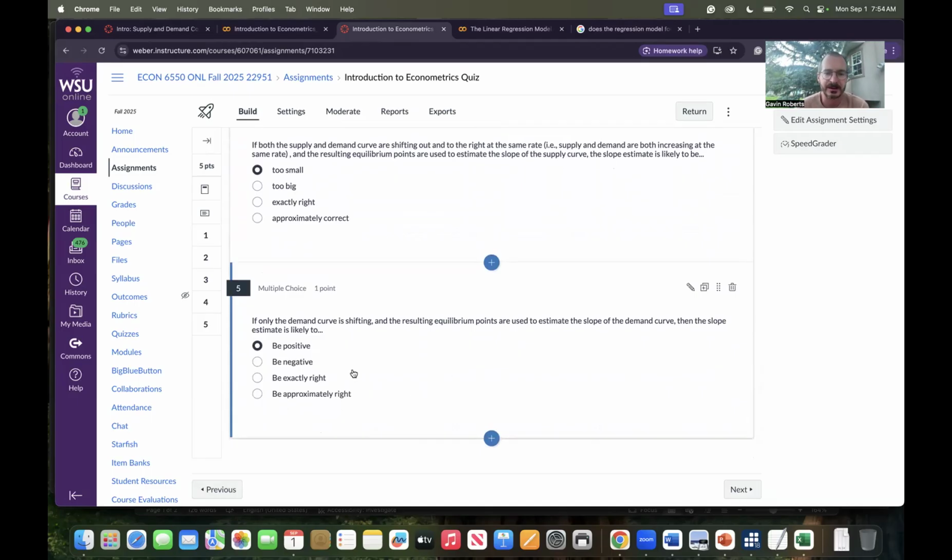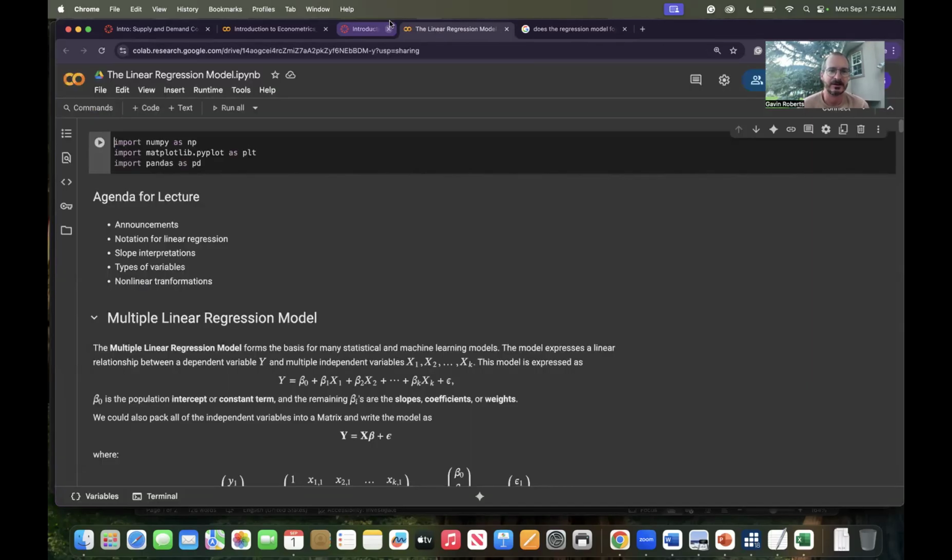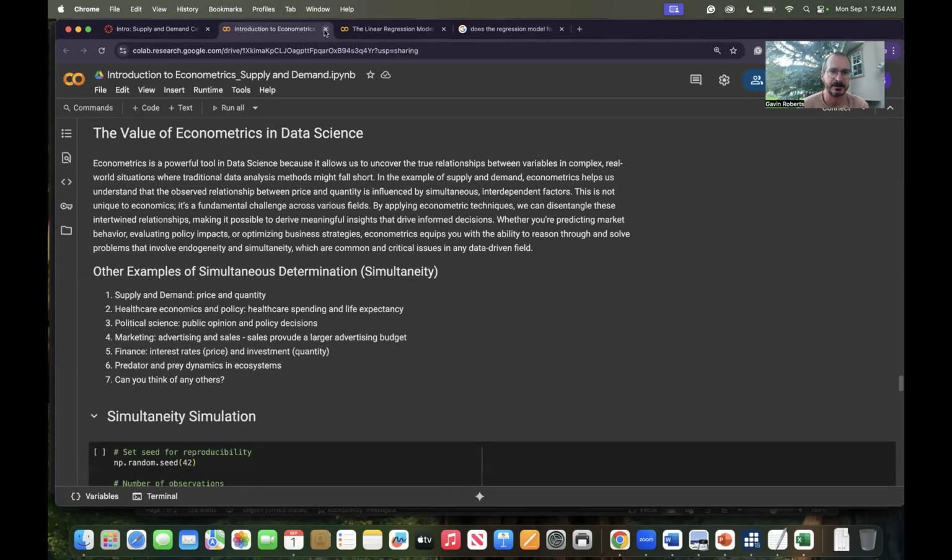If only the demand curve is shifting and the resulting equilibrium points are used to estimate the slope of the demand curve, the slope is likely to be positive, because really you're more likely to get a slope of the supply curve in that case. And the law of supply says that that is a positive slope. All right, so there's the quiz recap.